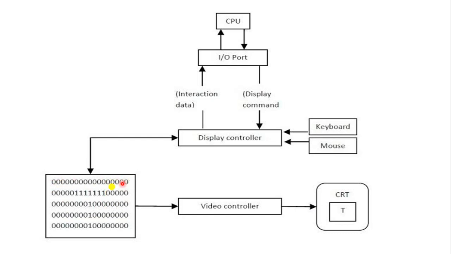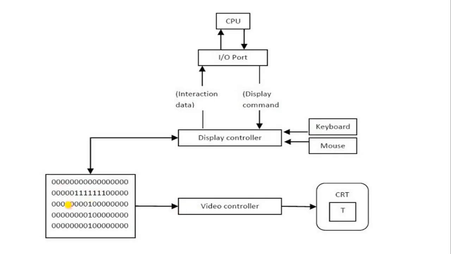So zeros mean nothing to write, ones mean printed. Here zeros are there, no need to write, till here zeros are there. One means some information is there. Like this all lines have been scanned. Now suppose the beam is here. Like this, all the zeros and ones information has been drawn, and something like a T will be generated.